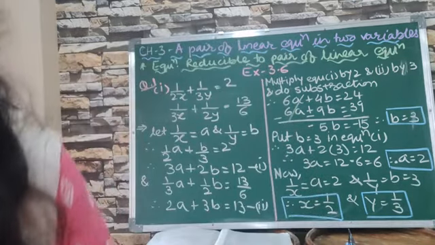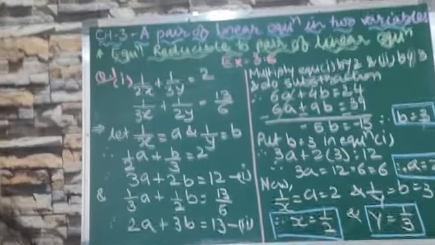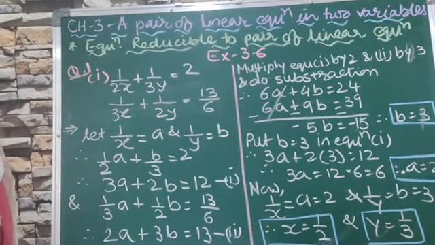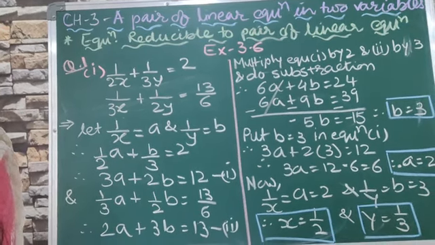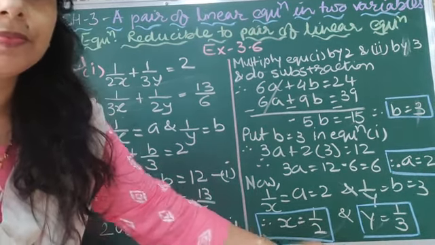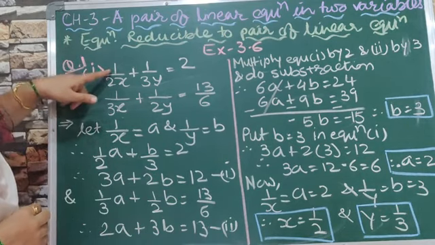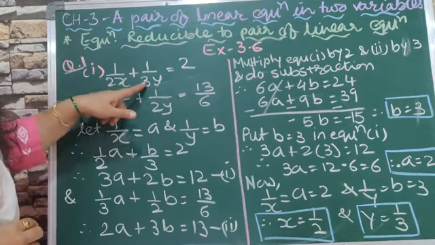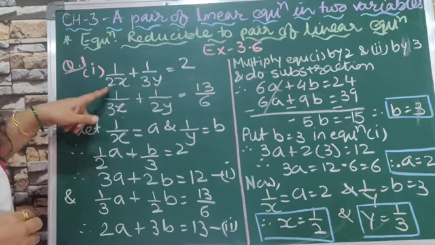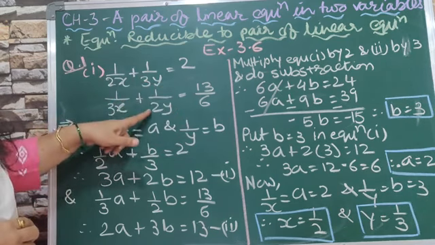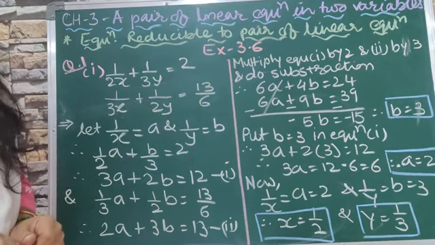So here in the first sum, as you see, it is 1 by 2x plus 1 by 3y is equal to 2, and 1 by 3x plus 1 by 2y is equal to 13 by 6.